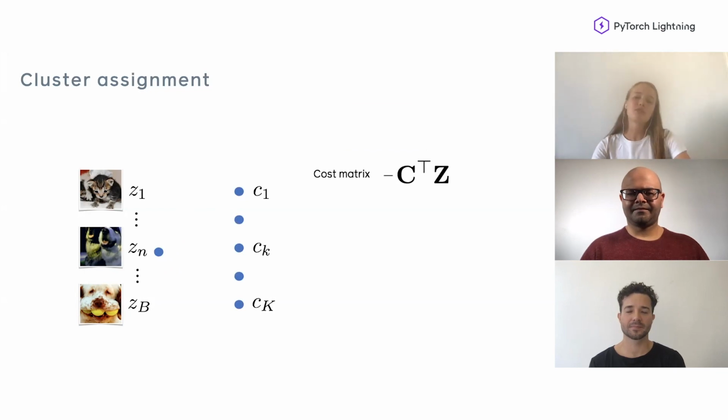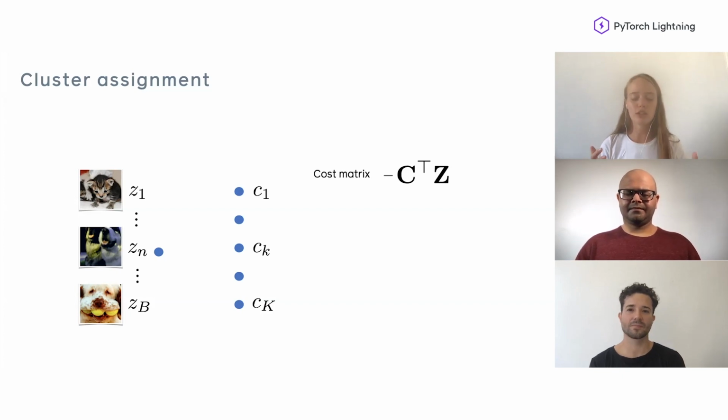And so now we need to find the criterion for how we decide which samples are assigned to which prototypes, so to which clusters. And to do so, we use a cost matrix, which is given by the opposite of the dot products between the samples and the cluster prototypes. And so here the cost matrix will give us the cost that we're going to pay when we assign a sample to a certain cluster. And what we want to do is simply to minimize this cost.